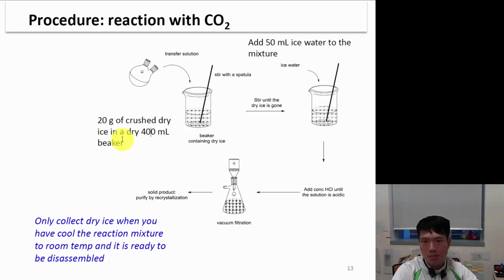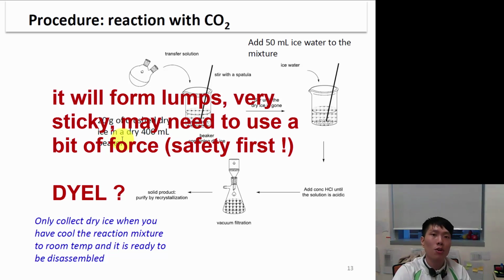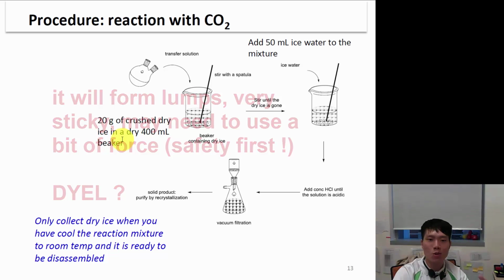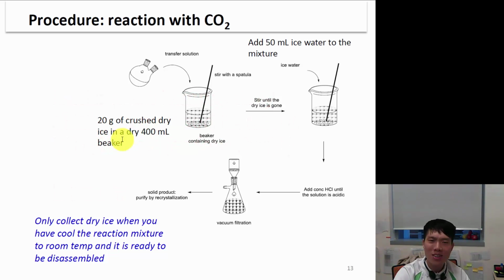After stirring, until all the dry ice is gone, by virtue of sublimation or other means, then you add 50 ml of ice water to the mixture. This is like your workup. And why ice water? Why not just ordinary water? Cold. The reaction again is very exothermic, we want to cool it down. After that, you can feel it's very cold, ice water.